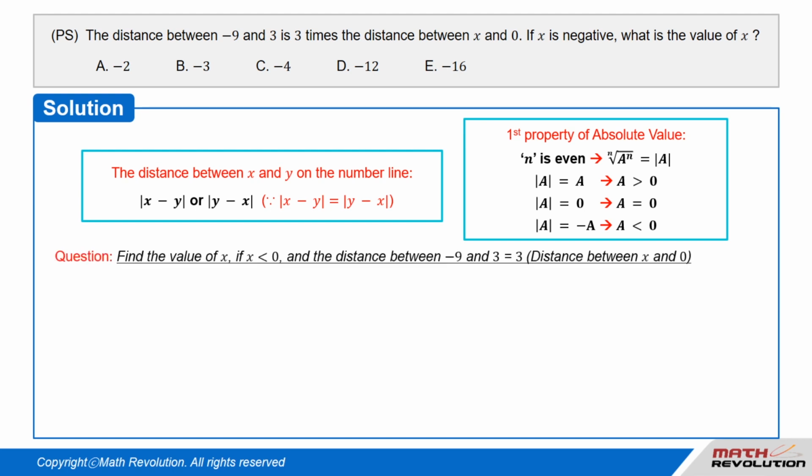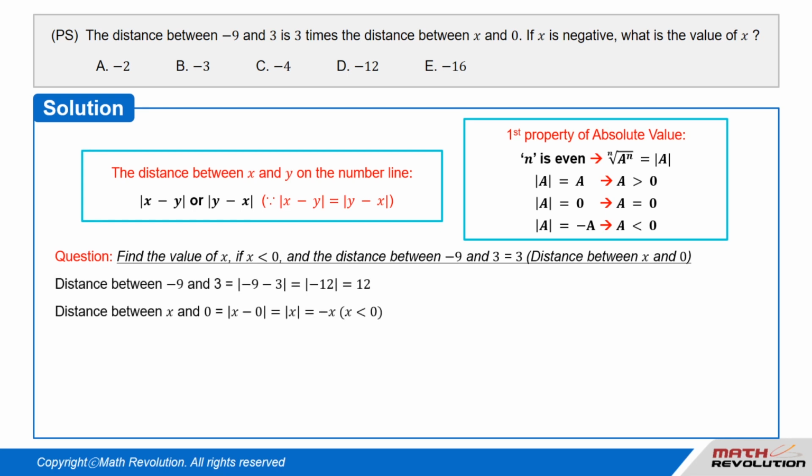We have to find the value of x if x is less than 0, and the distance between -9 and 3 is 3 times the distance between x and 0. Whenever you see the term distance in the question, be sure to change the values into absolute values.